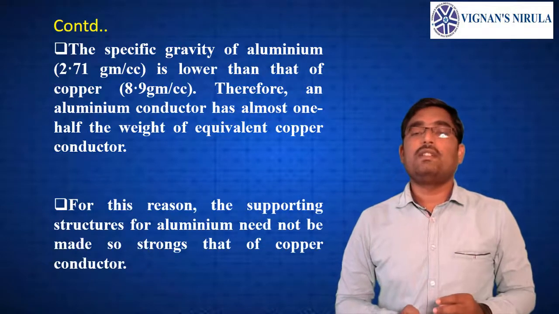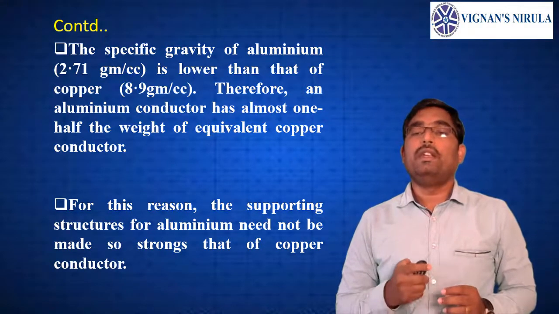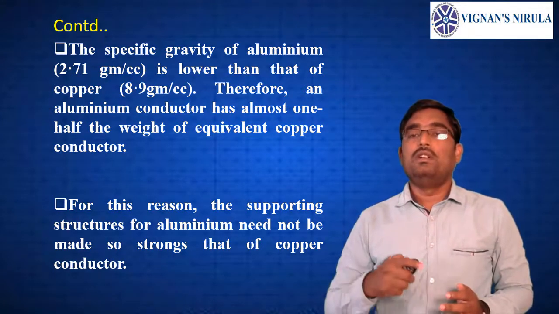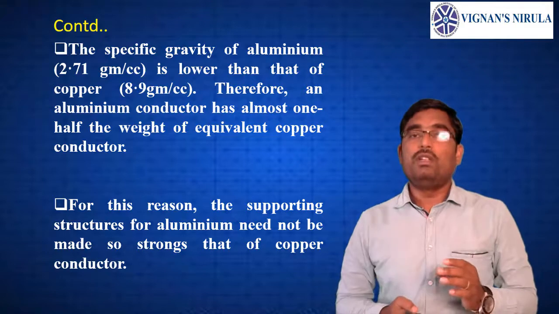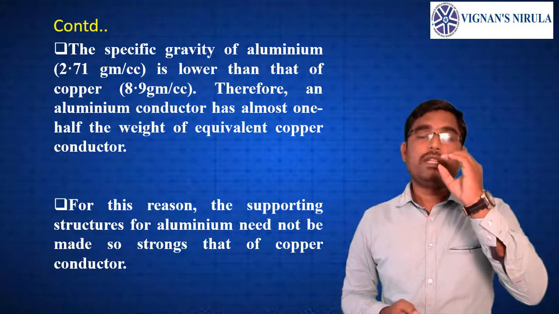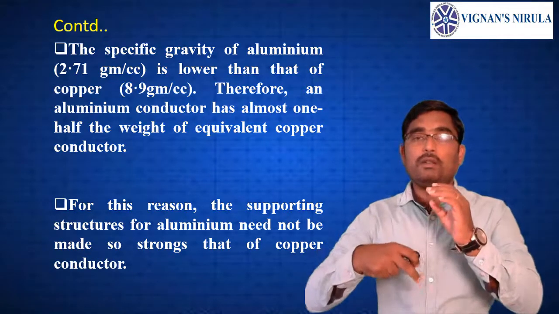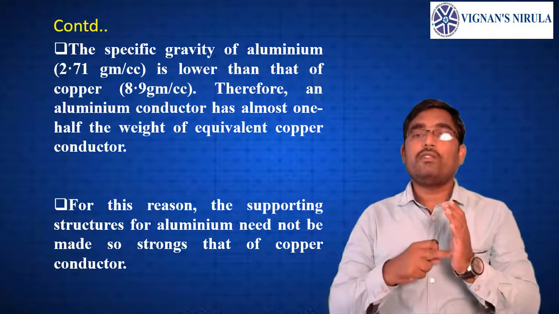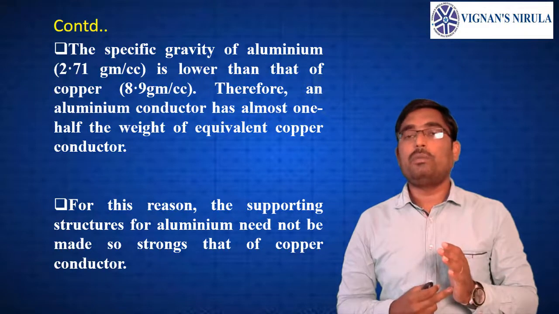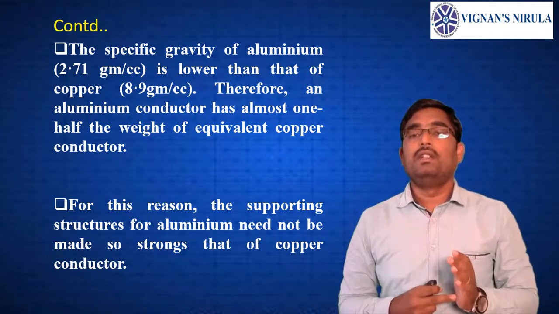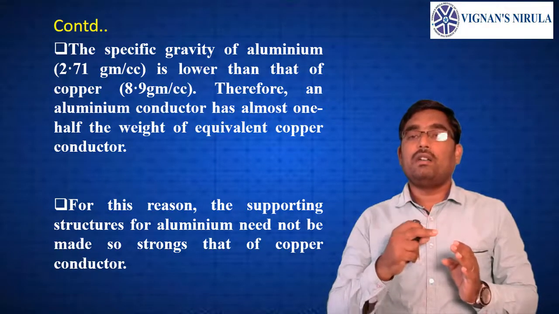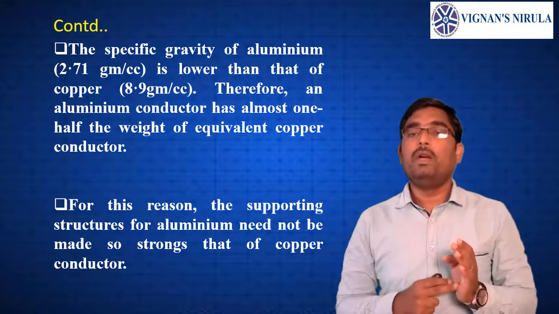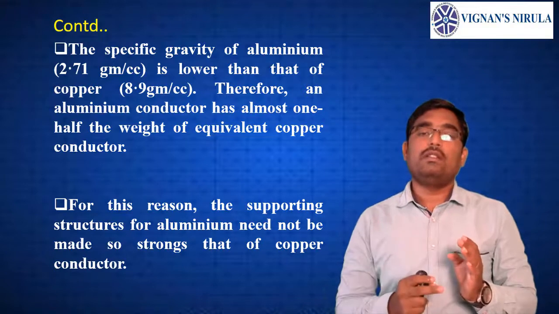For this reason, the supporting structures for aluminum need not be made as strong as those for copper conductor. If you take the same amount of conductor material, aluminum has lower weight when compared to copper. So the supporting towers used for erection of aluminum conductors need not be made as strong as for copper.